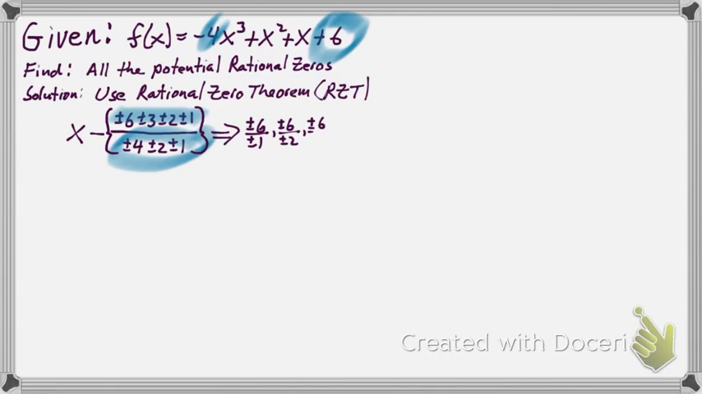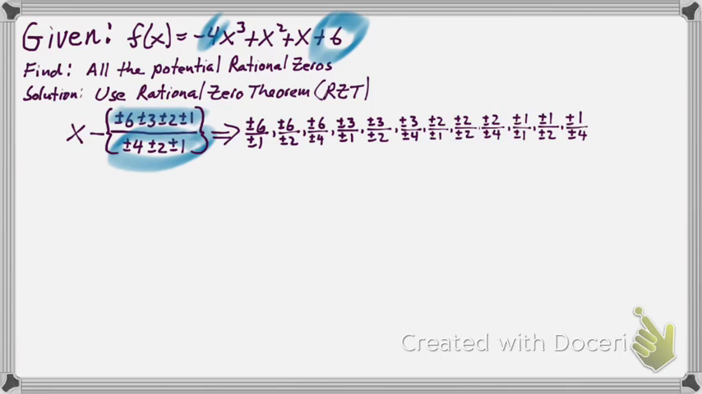Okay, well, that section actually means this. The 6 divided by plus or minus 1, 2, and 4. The 3 divided by plus or minus 1, 2, and 4. The 2 divided by plus or minus 1, 2, and 4. So on and so forth. That is what that actually means. Okay, the 6 divided by everything in the denominator, the 3 divided by everything in the denominator, the 2 divided by everything in the denominator, so on and so forth.